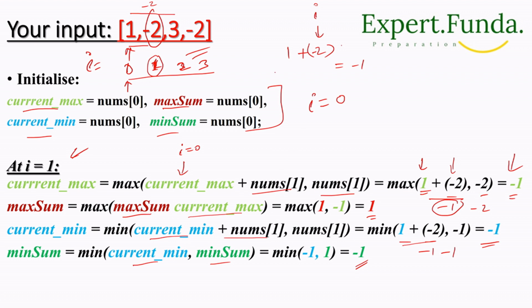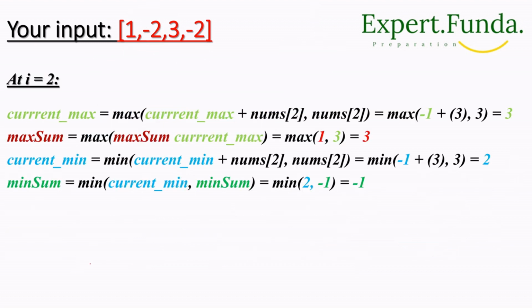Now current max is -1, and max sum previously was 1. So which one is max? We will consider this part, and that's what we're getting. Similarly, you can find the current min and current max. Now if you come here, current max we have is -1. If you go to i equal to 2, meaning this 3, we'll add 3. So -1 and 3, and 3. Which one is max?